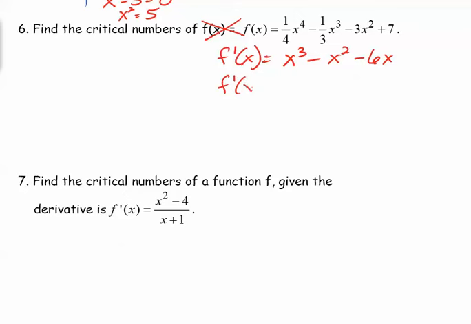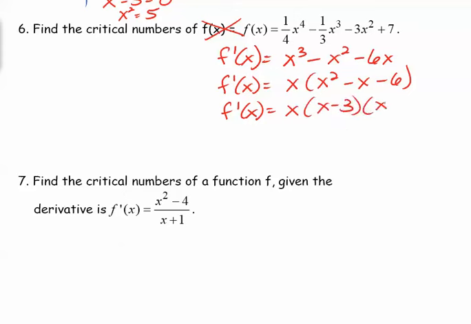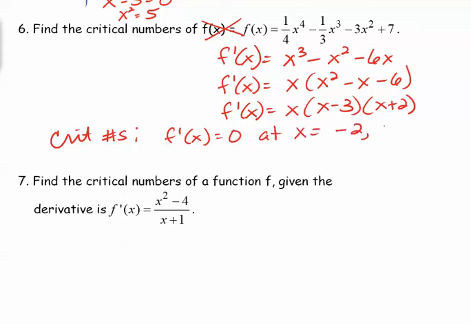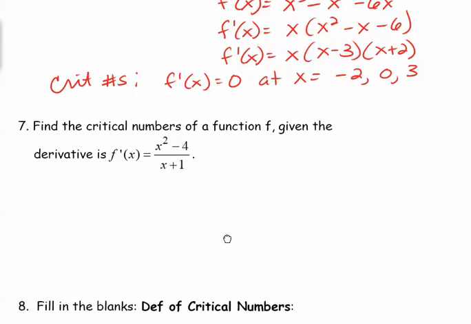And are there any values where the first derivative will be equal to 0? If this is factorable, you might have to do quadratic formula in some problems, but many times to keep this moving quickly, they will be factorable. So our critical numbers, f prime of x is equal to 0 at x equals, and it'd be nice if you put them in order, -2, 0, and 3. So 3 different critical numbers. There are no critical numbers where f prime is undefined. But look at number 7. That will come up in number 7.